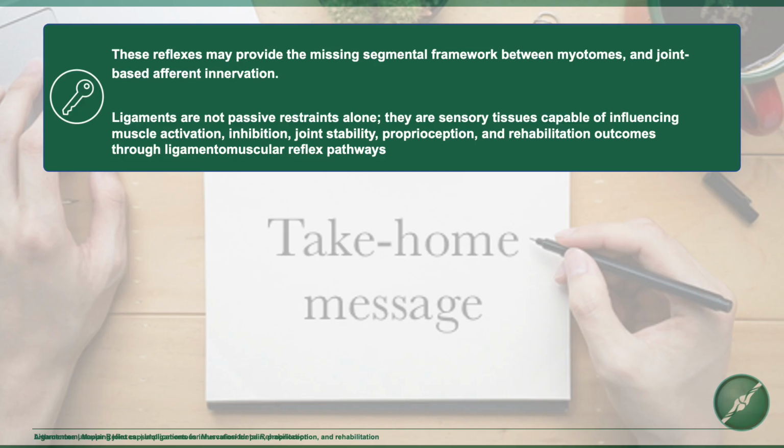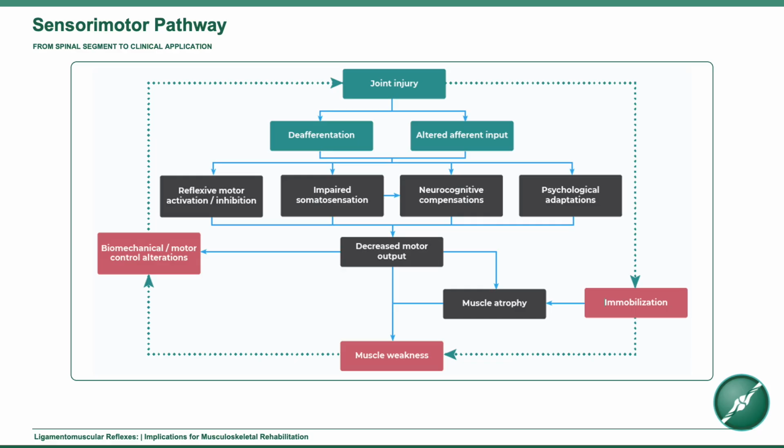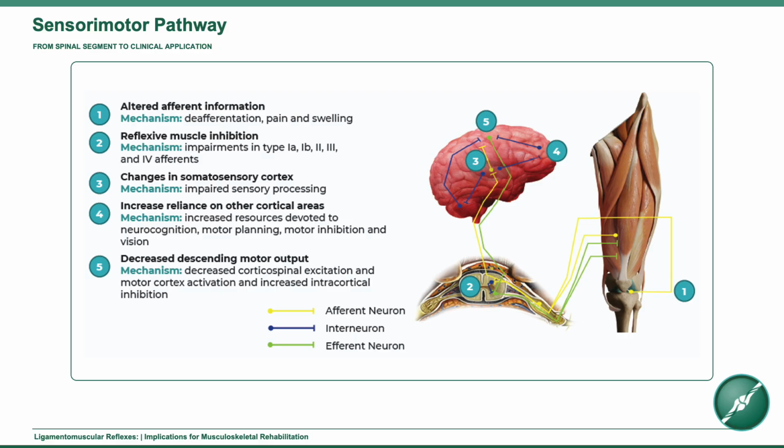The main takeaway is simple. Ligaments are not passive restraints. They are sensory tissues capable of influencing muscle activation, inhibition, proprioception, joint stability, and rehabilitation outcomes. When a ligament is injured, we should think beyond damaged collagen. We should also consider the sensory information coming from the joint, how the nervous system responds, and how this may influence movement and muscle control.